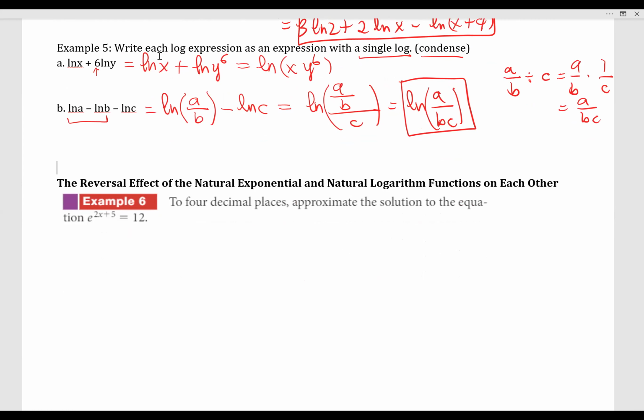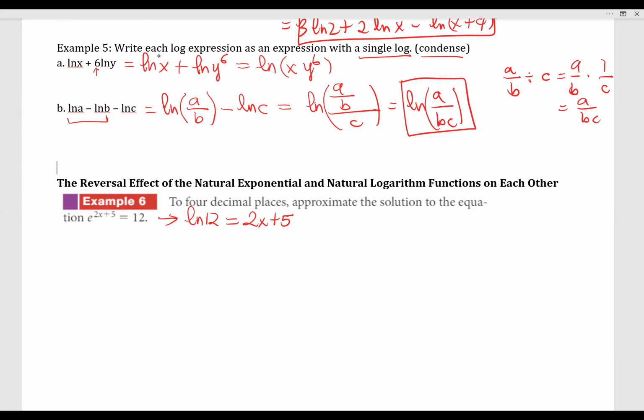First thing, I would like to change this to logarithmic form. So I'm going to change it to log form as ln base 12, equal to the exponent, which is 2x plus 5.